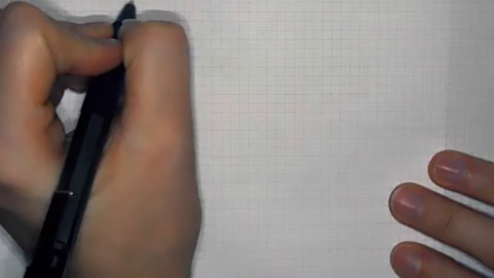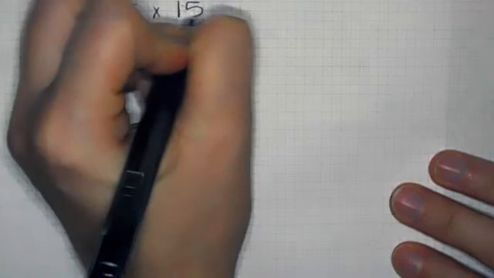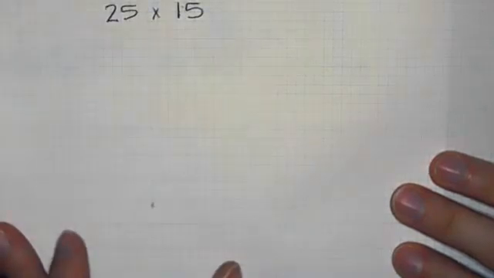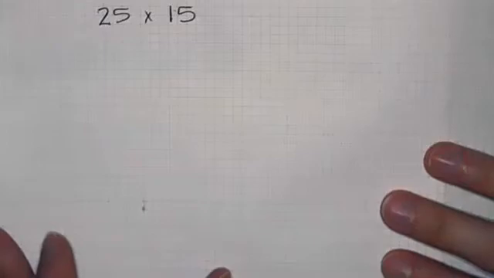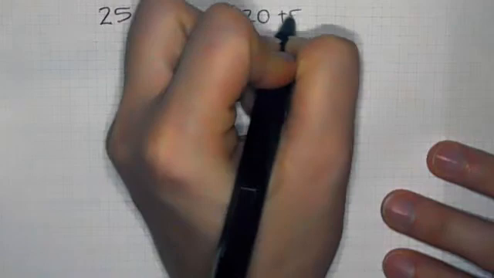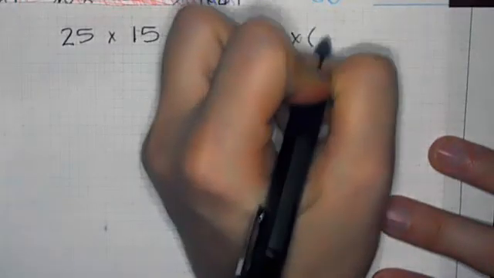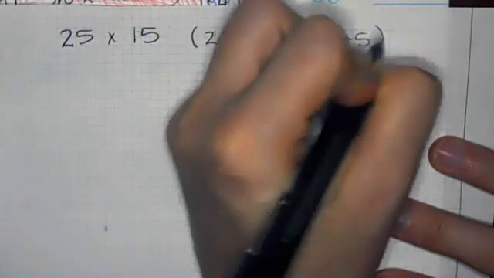We are going to extend our learning from yesterday, which is doing the distributive property with the area model. Yesterday, we did 24 times 13. Today, we are going to do 25 times 15. Again, we need to break up our two numbers in expanded form. So I have 25, which is 20 plus 5, and I need to multiply it by 15. So expanded form is 10 plus 5.